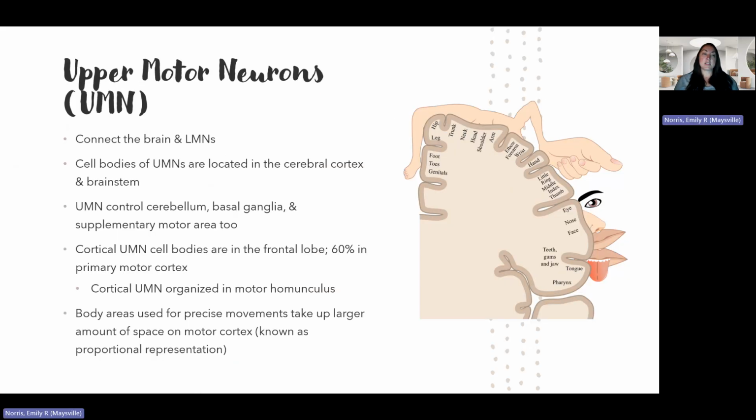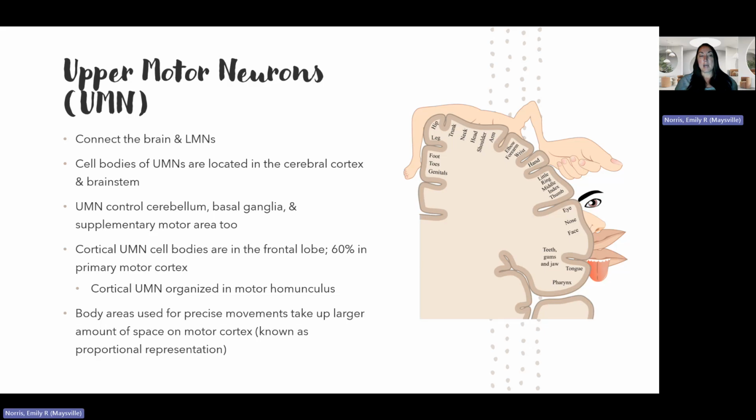Upper motor neurons connect the brain to the lower motor neurons. So these are throughout the brain and the spinal cord. Cell bodies of the upper motor neurons are located in the cerebral cortex and in the brain stem. The upper motor neurons control the cerebellum, the basal ganglia, the supplementary motor areas, all those areas.